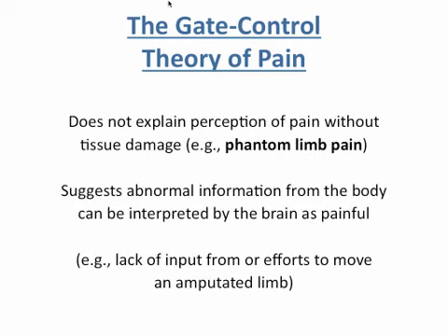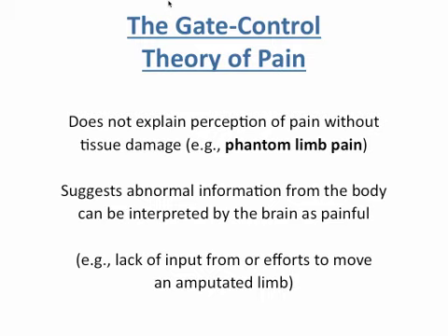So you've got a closed gate in that case that prevents you from experiencing the pain from that tissue damage. Now, the gate control theory of pain doesn't explain the perception of pain when you don't have any tissue damage. Remember, it's tissue damage that signals that the pain is there and opens up the gate. But people can experience pain even in a limb that they don't have anymore.